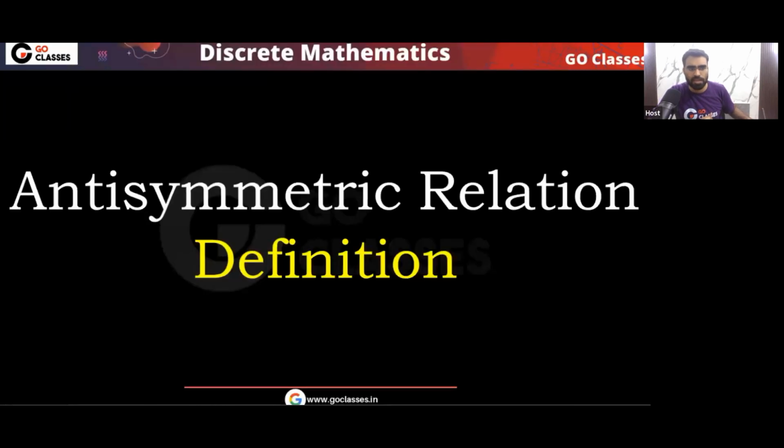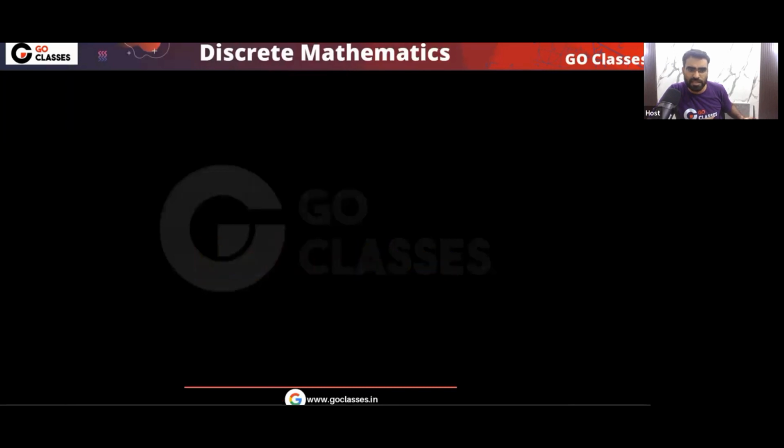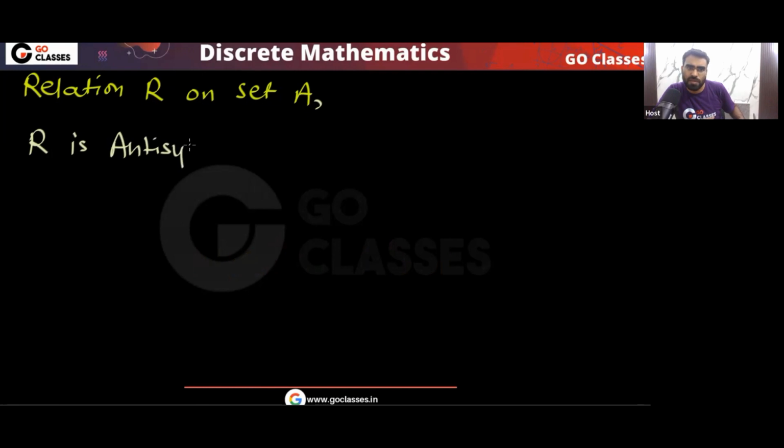Now let's see the definition of antisymmetric relation. What is this antisymmetric relation? This is quite an interesting relation. Remember, if you have a relation R on set A, then when can I say that this relation R is antisymmetric? There are multiple ways to define this antisymmetric relation. Let's see the definition.